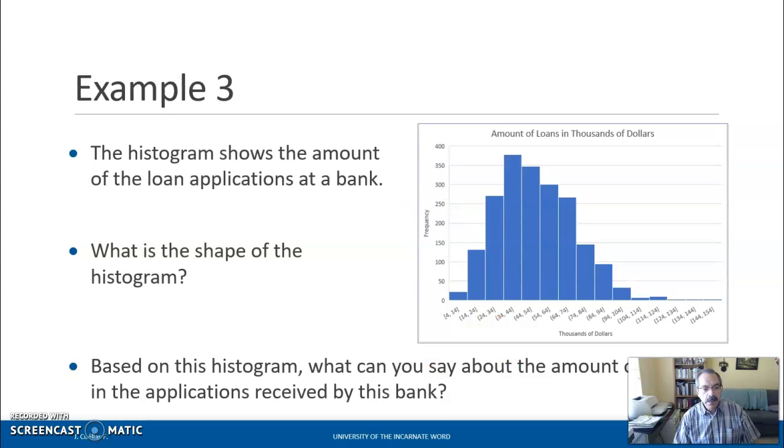Okay, so this is the end of this segment. And again, as I told you before, pay attention to how you could interpret these histograms and these frequency distributions. Thank you.